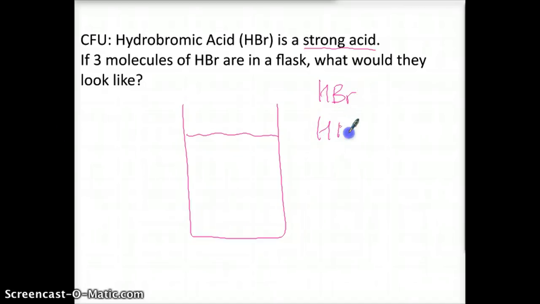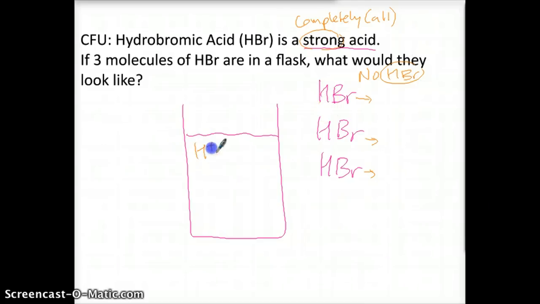So what would it look like? Well, we have 3 HBrs that we need to start with, and we need to decide how they are going to dissociate. Since this is a strong acid, that means it's going to completely dissociate. All molecules are going to break apart. So when this is in a solution, every single one of these is going to split. We're not going to have any HBrs still stuck together. So this one's going to split apart into H plus and Br minus. Same with this one, H plus, Br minus, and this one, H plus, Br minus. So this is what the solution will look like if this was a strong acid.